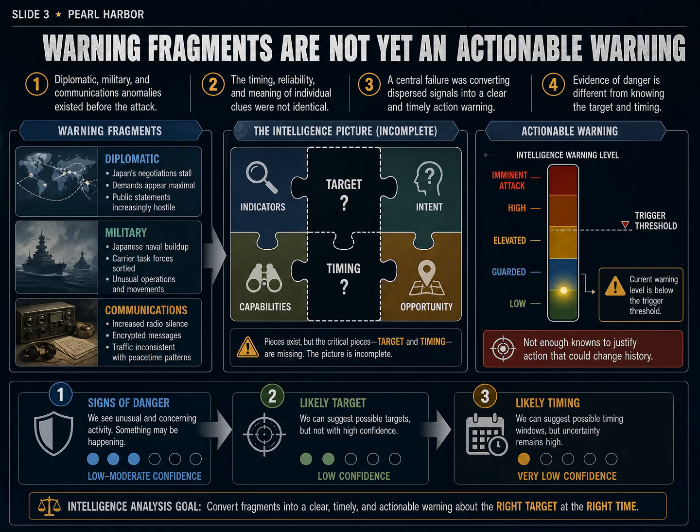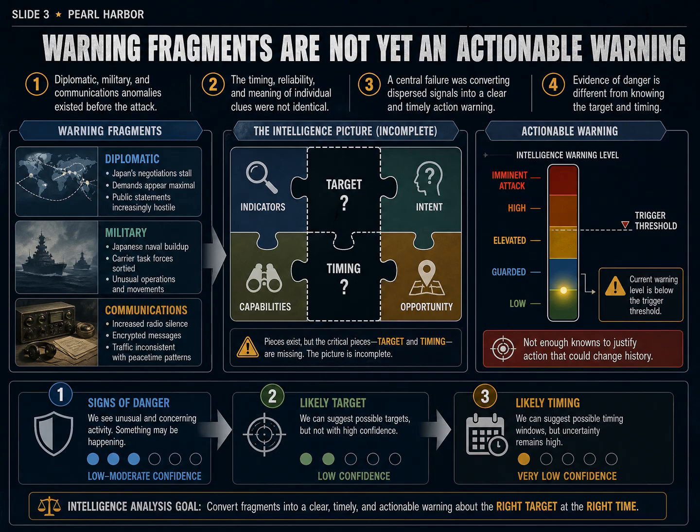Pearl Harbor is often used to show the difference between having warning fragments and knowing the target and timing of an attack. There were diplomatic tensions, military movements, and communications anomalies. But those clues did not all carry the same reliability, timing, or meaning. Danger is rising. This is the likely target, and this is the likely time, are 3 different levels of confidence. One central challenge was turning dispersed signals into a warning clear enough and timely enough to guide action.